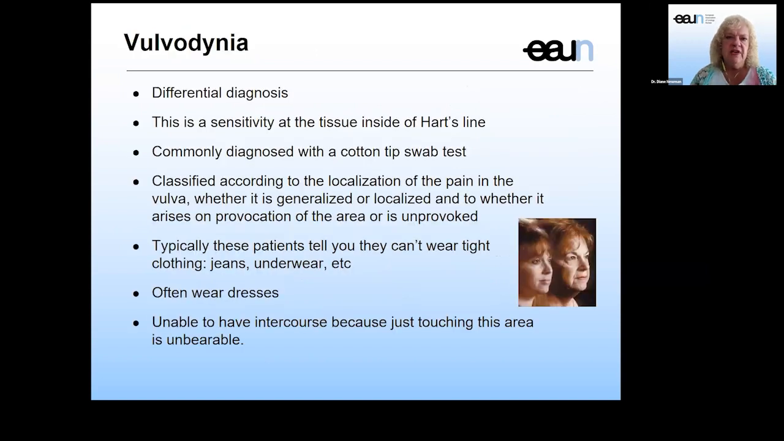Let's go to vulvodynia. Now, this is a differential diagnosis. And this is sensitivity at the Hart's line, which is in the vulva. And we diagnose that with a cotton tip, and I'll show you that in a minute. It can be generalized or localized as far as the area.